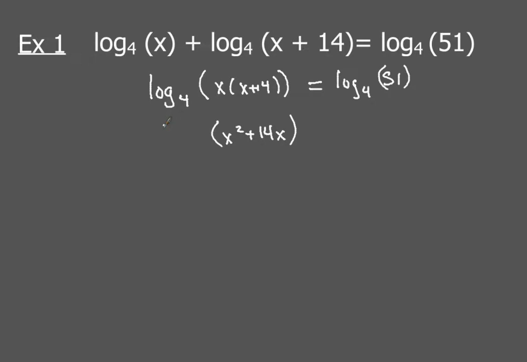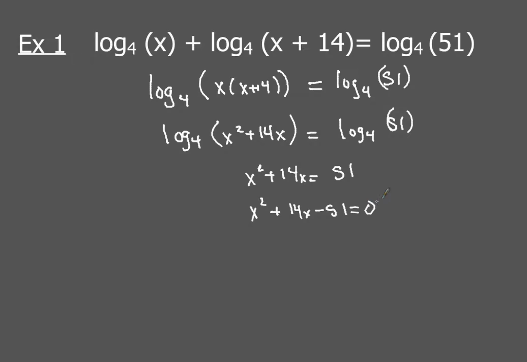So we're going to have log base 4 of that is going to be equal to log base 4 of 51. So since both sides have log base 4, we're going to go ahead and get rid of that, and just set x squared plus 14x equal to 51. Now this becomes a quadratic equation that we're going to have to solve. So we're going to have x squared plus 14x minus 51 equals 0. So we're going to have to take our time and find the two correct factors of negative 51 that give us a sum of 14.